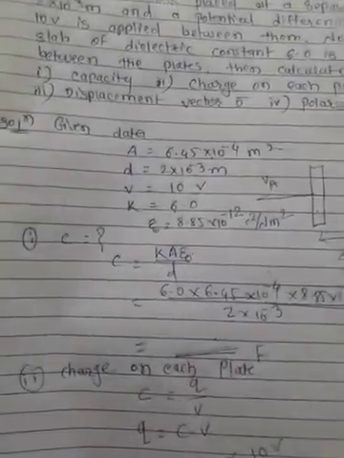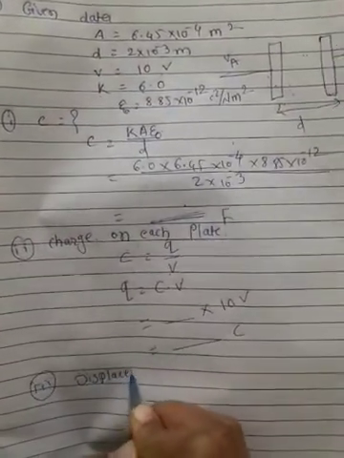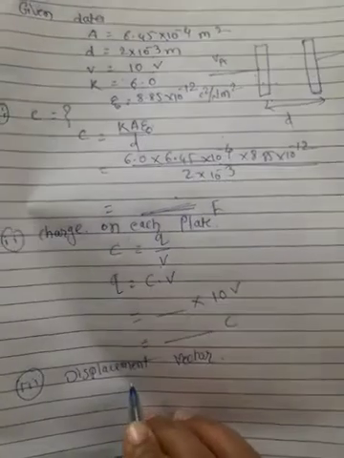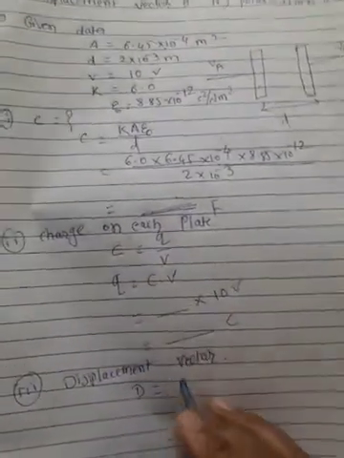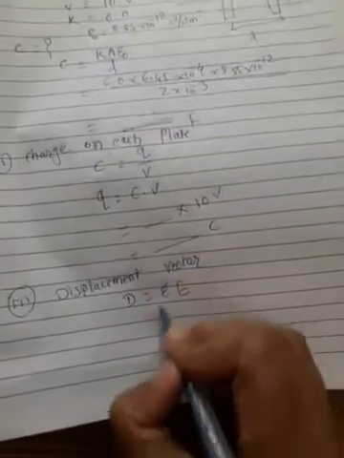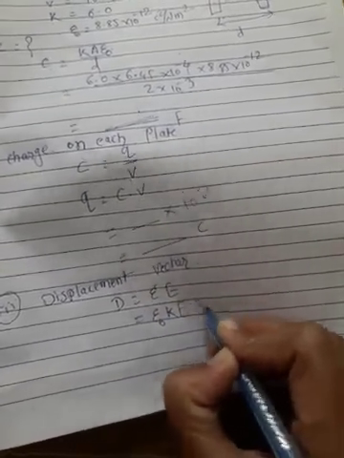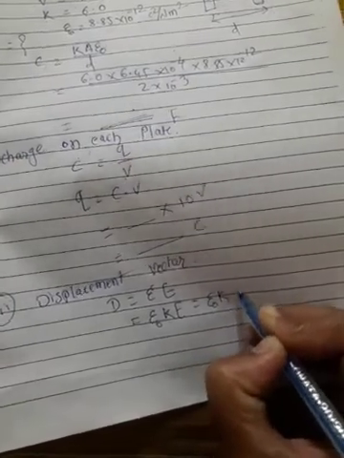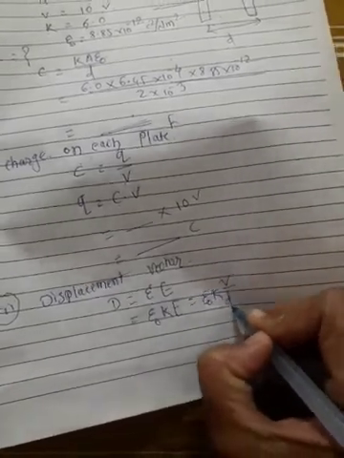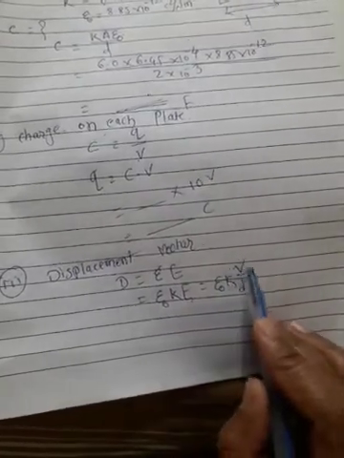Then next, third, is the displacement vector. Now you know that the displacement vector is represented by D, which is equal to epsilon E. This epsilon is also defined as epsilon naught K, so D equals epsilon naught K into E. E is also defined as V by D, potential difference upon D. E is the electric field intensity.